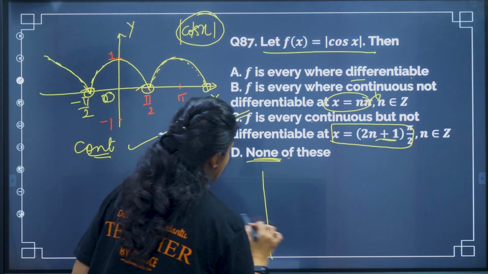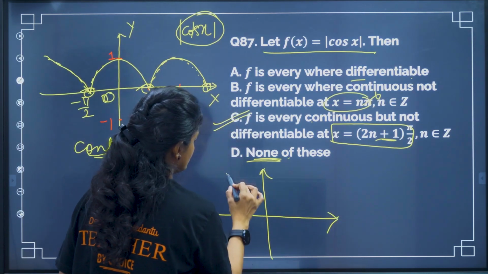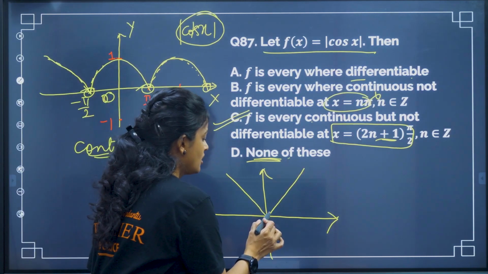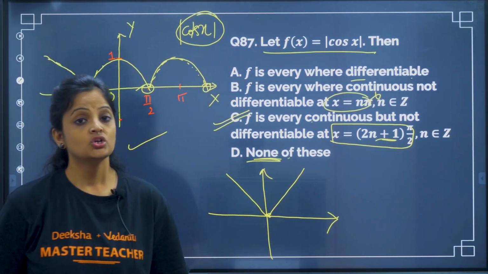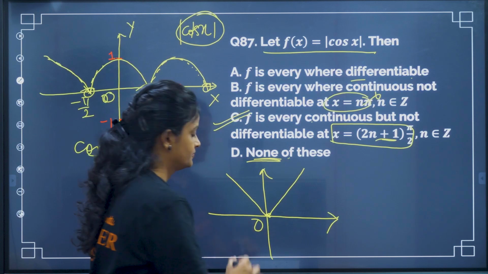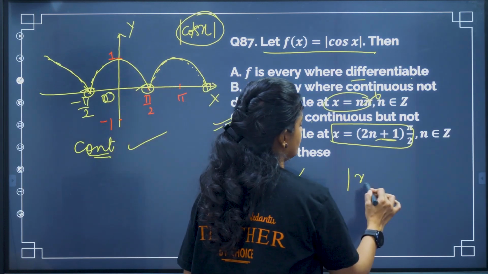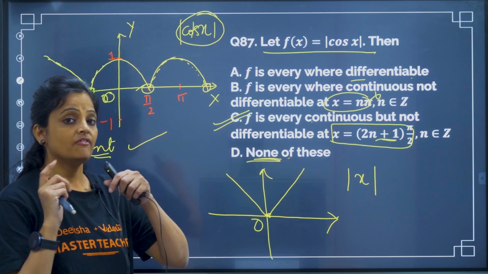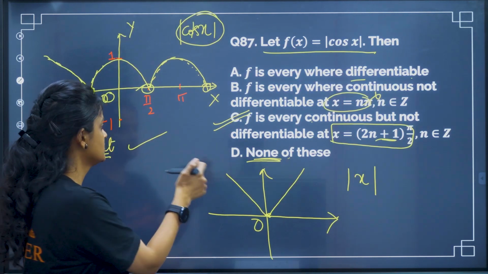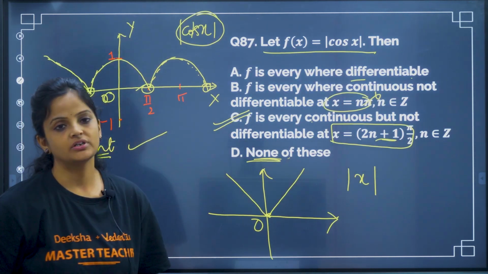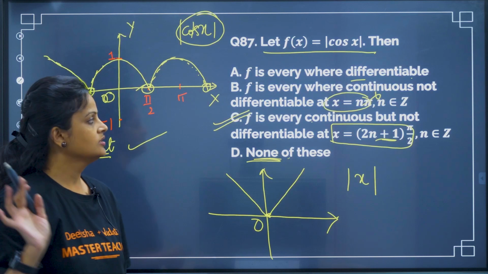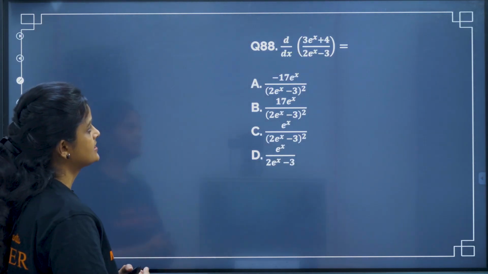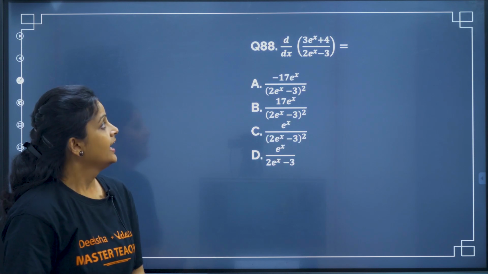The same thing you have seen in mod function also. You remember mod graph? Do you remember? In mod graph, this sharpness is there, so it is not differentiable at 0. Mod x is not differentiable at 0 because of the sharpness. Can you remember this? Wherever I have the sharpness in the curve, at that point the function is not differentiable. So that is enough to tell that it is option C. Okay, so let's take up the next question.